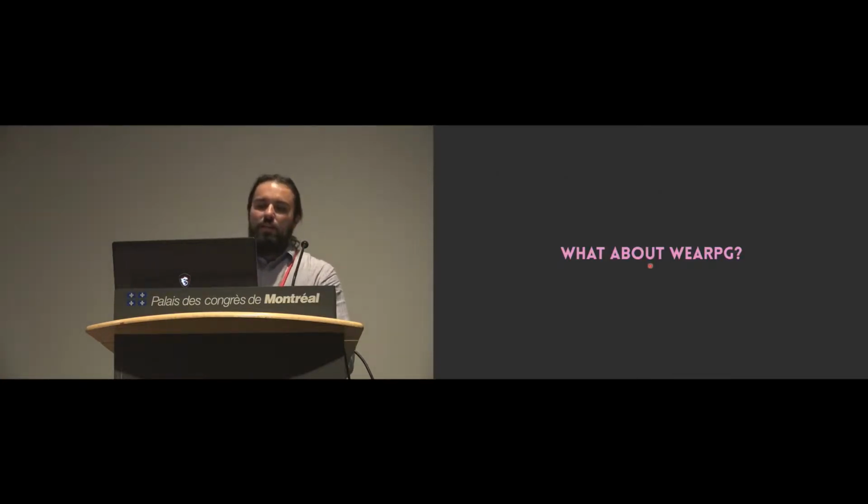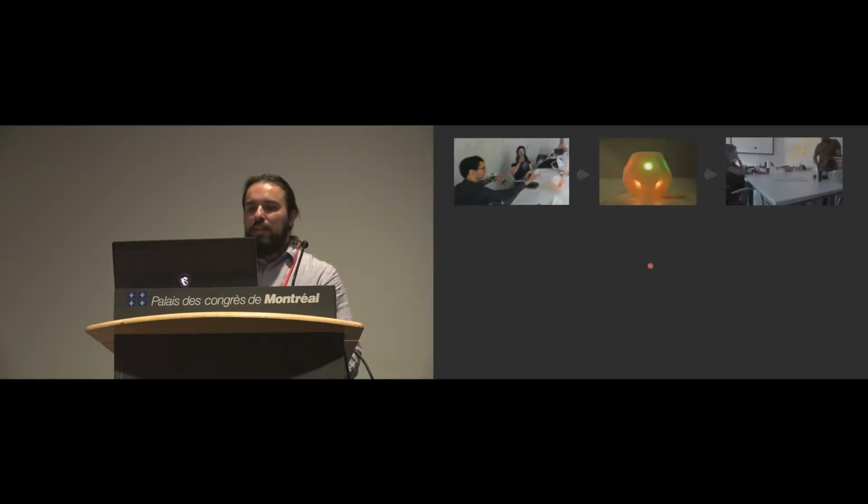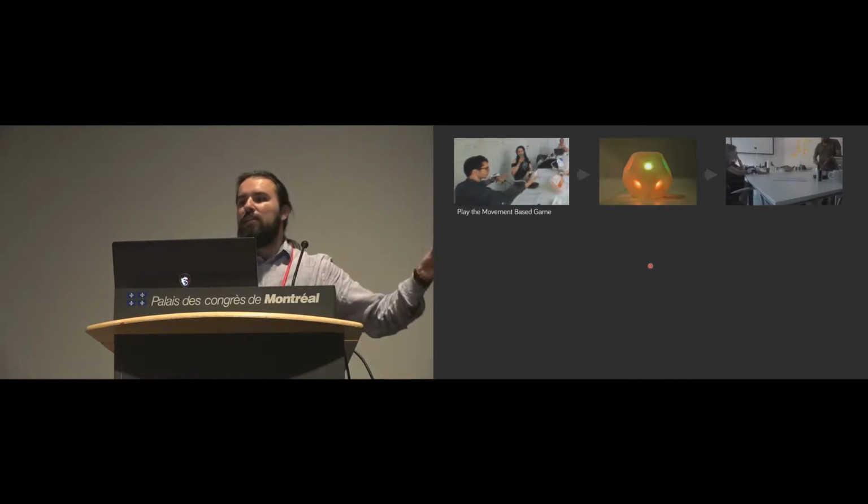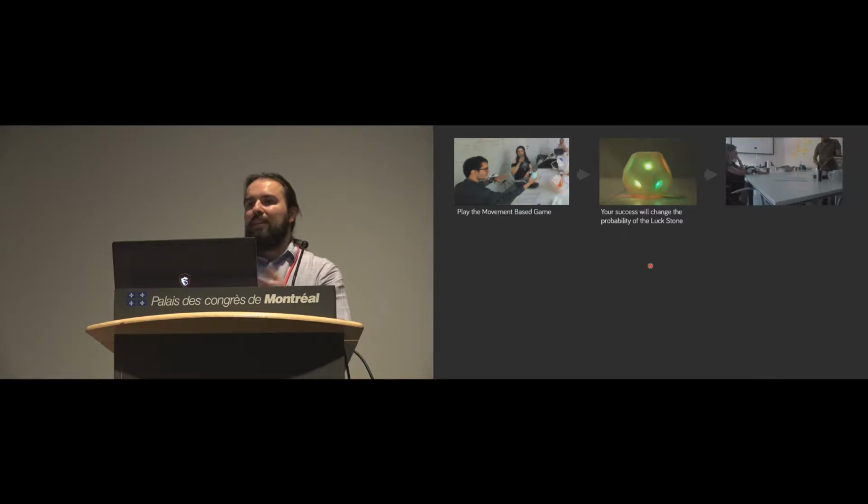And if we ask, what about WearPG? So how did we incorporate movement and variables in that kind of game? Here's how it works actually. So in WearPG, instead of rolling the dice immediately, players play a movement-based game first, and their success in that movement-based game affects the outcome of the dice. So if you're more successful in the movement-based game, then you have a better probability of getting a successful outcome from the dice. Then you will roll the dice.